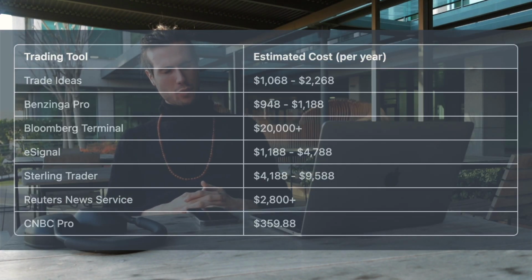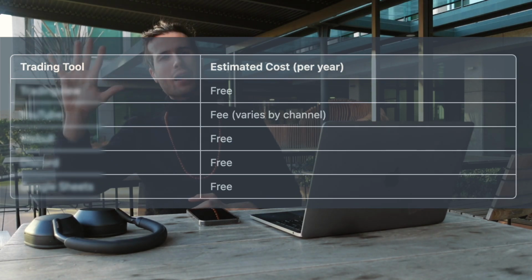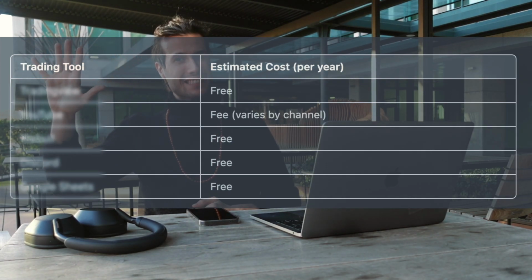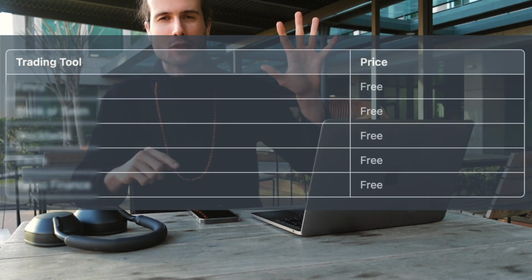Are you tired of losing money in the stock market? Do you want to take your trading game to the next level, but you do not have the budget for expensive trading tools? Well, then you clicked on the right video. Because in this video, I will share with you 5 epic trading tools I use myself. And as a bonus, I have 5 extra free trading tools that will for sure take your trading to the next level. Let's start with the first tool.